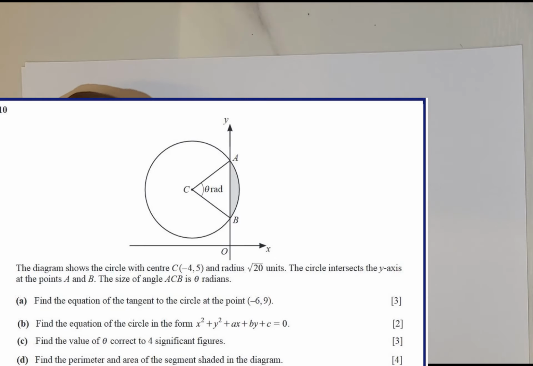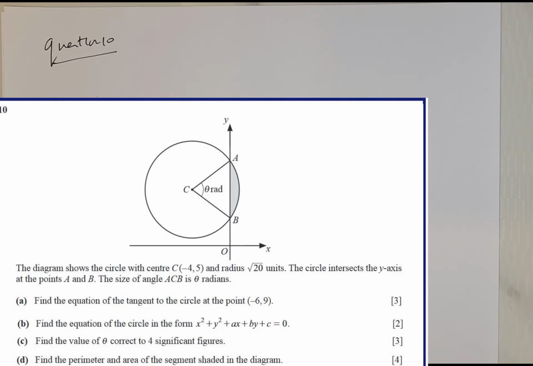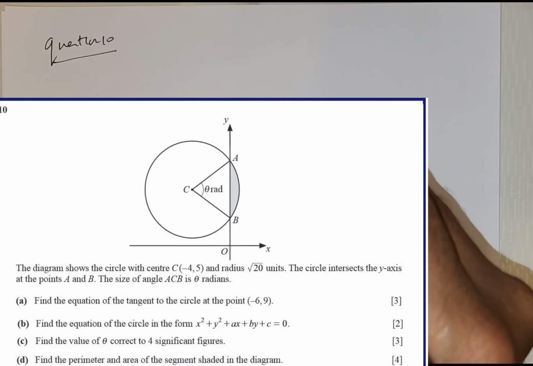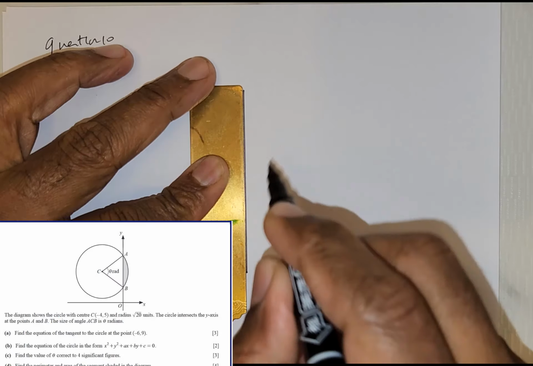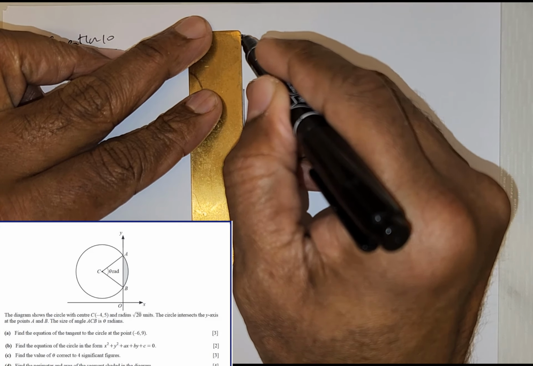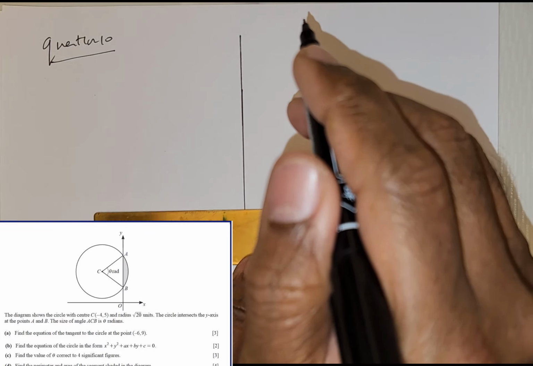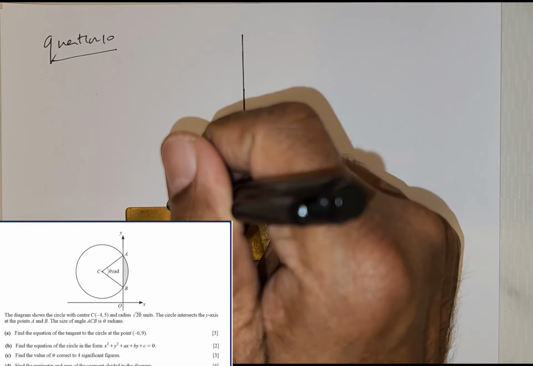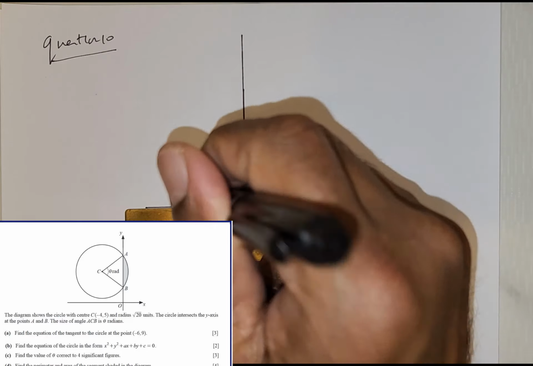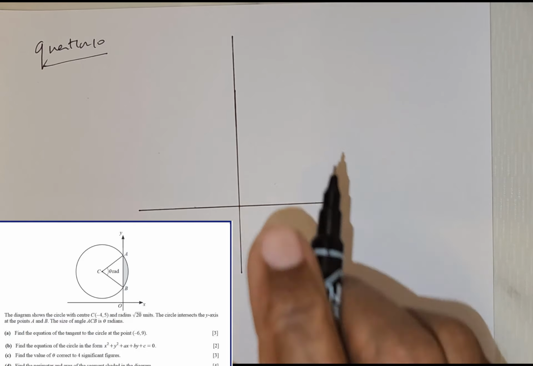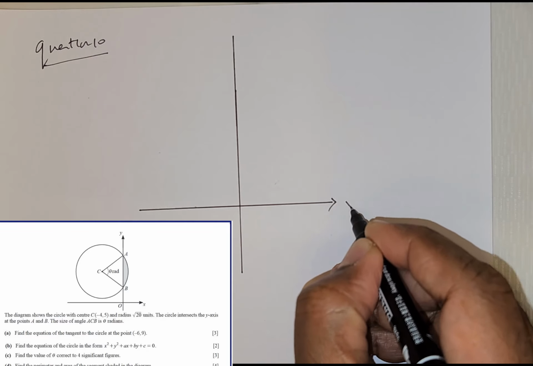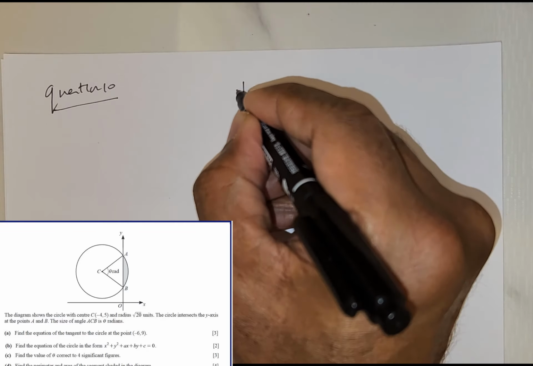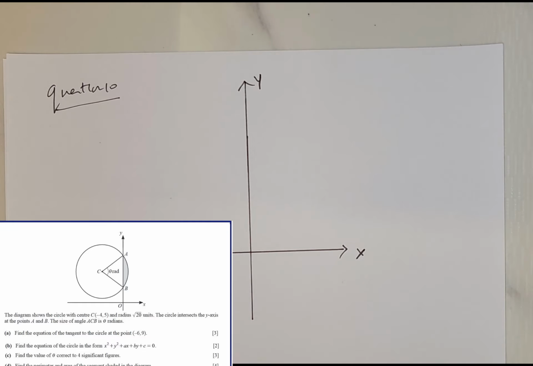Students, we will do the next question, number 10. For that, I would have to draw the figure. You don't have to draw the figure, but since I'm explaining, I need the figure displayed. So I got the axis. This is the x-axis and y-axis. Now we need the circle.